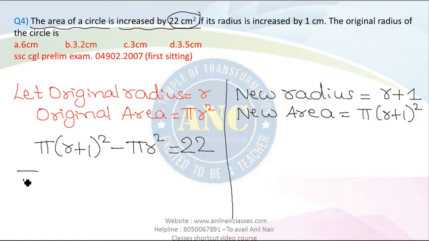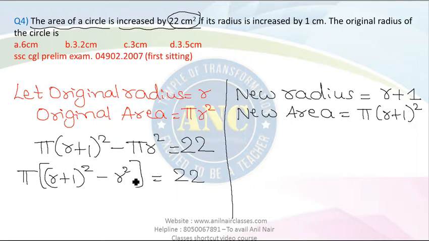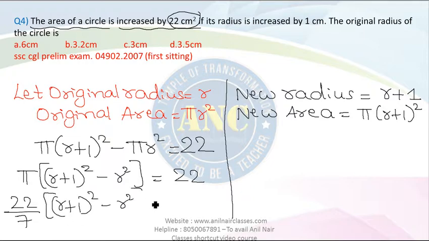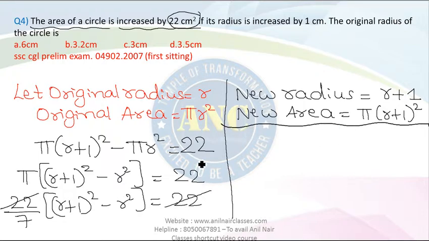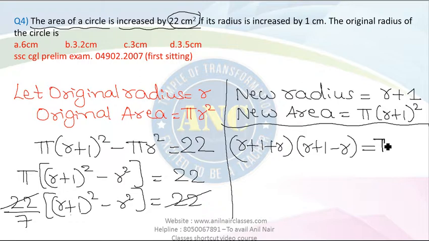If I further simplify, pi common factor, it is r plus 1 whole square minus r square. This is 22. Now this can be further written here as pi is nothing but 22 divided by 7. This is nothing but r plus 1 whole square minus r square. This is nothing but 22. 22 cancels. So you are left right now with x square minus y square. It is x plus y into x minus y. This is equal to 1 into denominator 7 on the left hand side. 1 into 7 is 7.